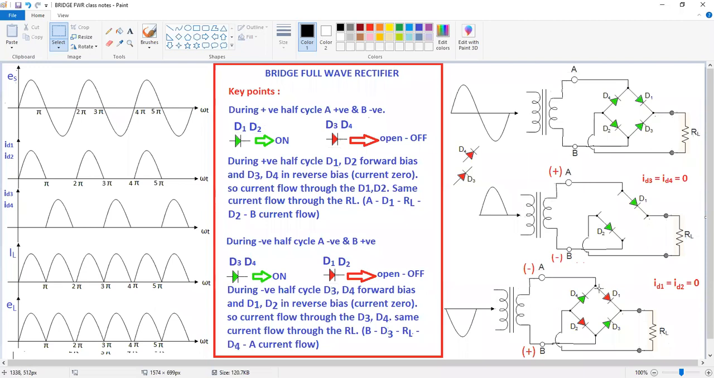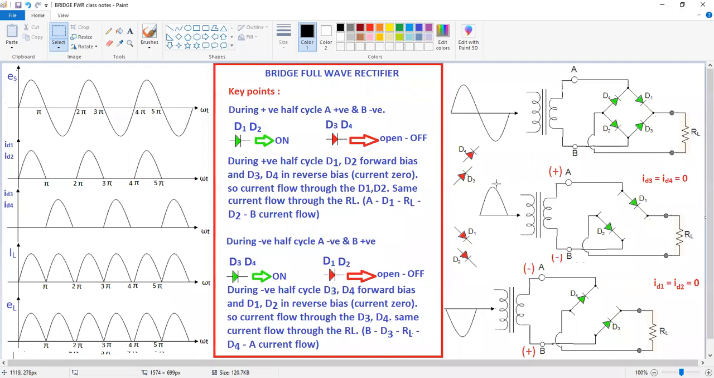In the case of the negative half cycle also, D4, D3 are operating. Here we have to remove D1 and D2. Why? Because these are reverse biased. Already I discussed this concept here. In the negative half cycle, D3, D4 both are operating. Now see here, whatever the current present in D3, the same current is flowing through the RL as well as D4. The same current is flowing in D4 and D3. So that's why these two are connected in series. Then it will become RF plus RF. Total resistance is 2RF in the case of the bridge full wave rectifier.